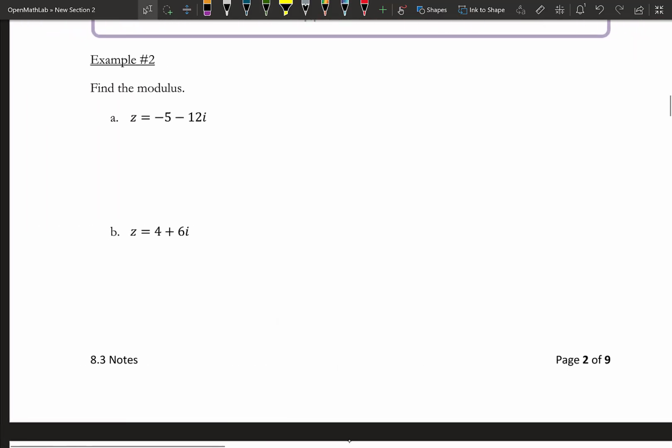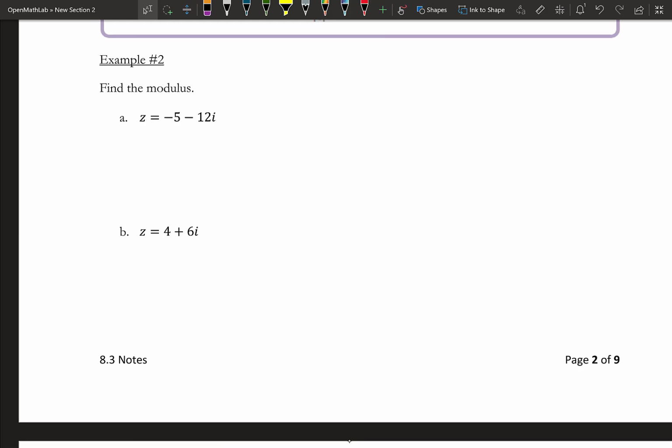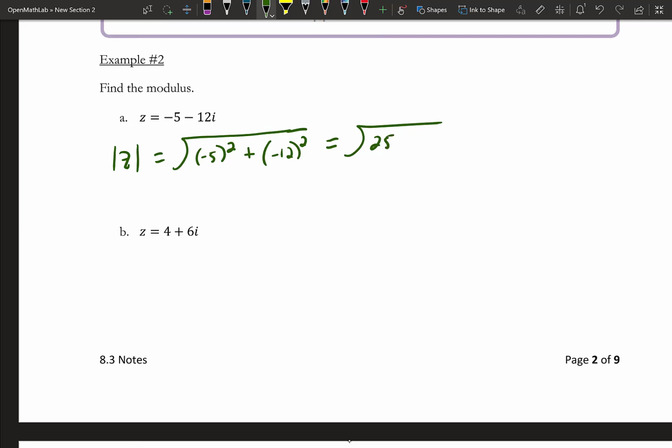Right, so I think now we're ready to try some examples. If I'm trying to find the modulus in example 2 of part A, we have z equals -5 minus 12i. So the modulus of z is going to be equal to the square root of a squared, so -5 squared, plus b squared, which would be -12 squared. So this is equal to the square root of 25, because -5 squared is 25, and then -12 squared is 144, and then 25 plus 144 is 169, and the square root of 169 is equal to 13.